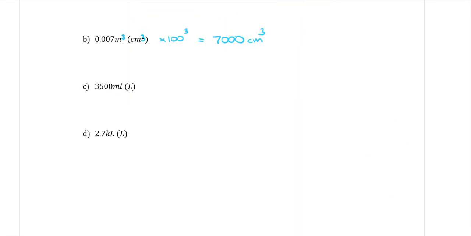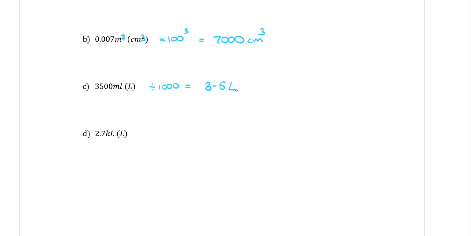So our question was, we want to go from milliliters to liters. Follow the arrow. What do I have to do? Times or divide? Divide by 1,000. Good. What is 3? 3.5. Yes, 3.5 litres. Good.